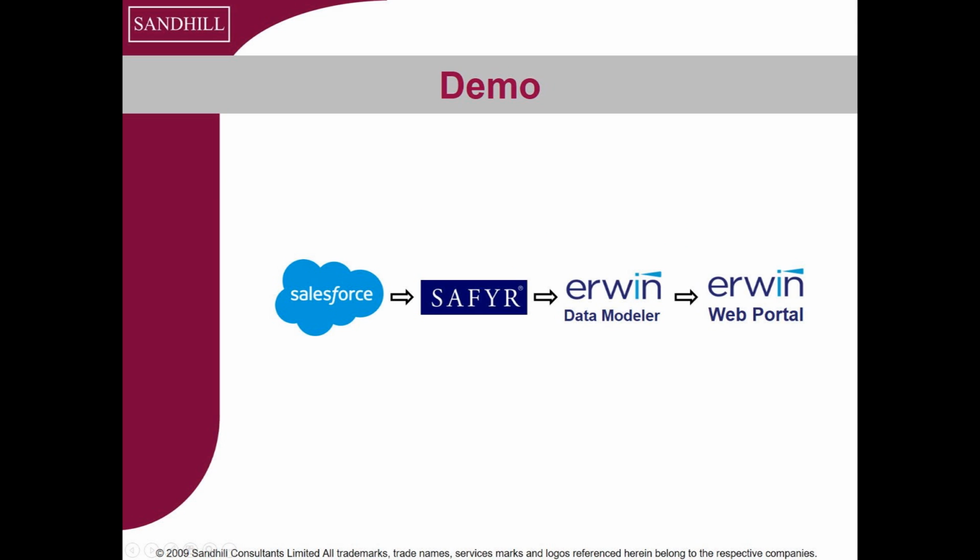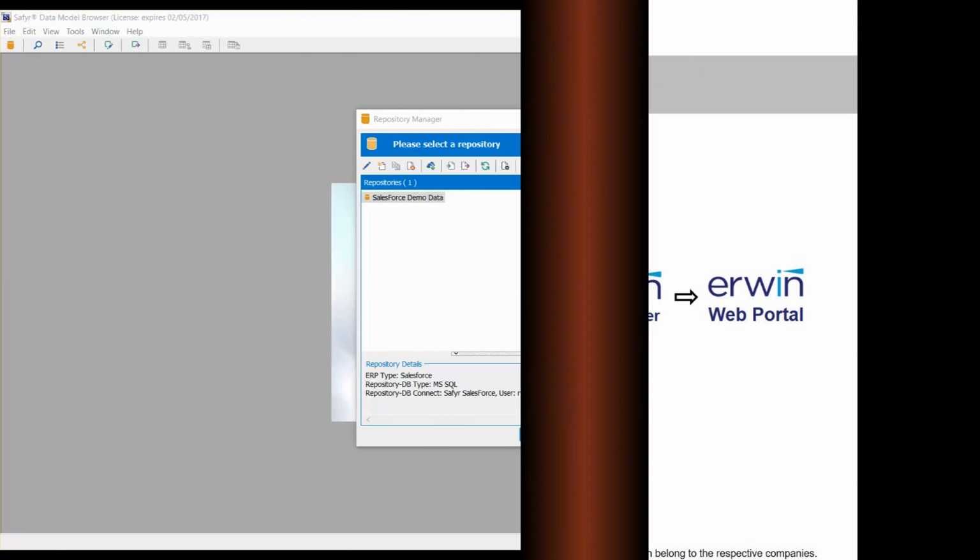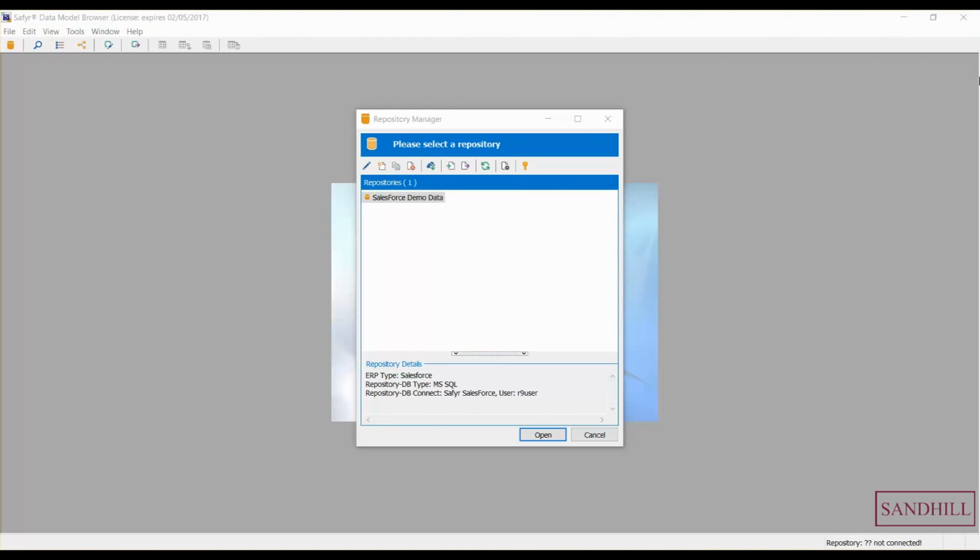In part 2 of our demo, we're going to be focusing on the Safyr tool portion of the demo. First off, for our demo, we're going to look at the unique tool called Safyr. Safyr is a tool to be able to extract all the metadata from our Salesforce environment into a user interface to be able to manipulate it, to be able to make it ready to export to an ERwin data model.